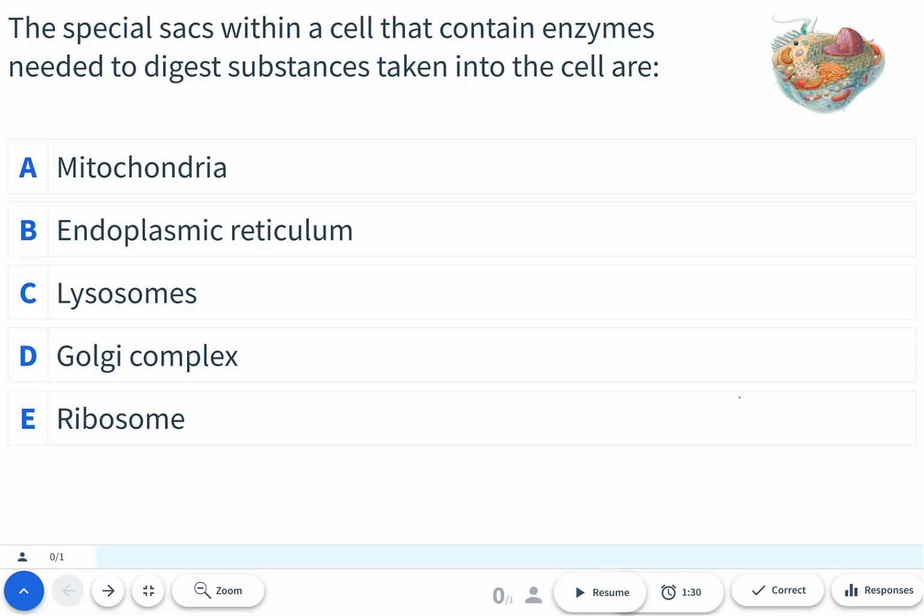It is the lysosomes, which are the membranous vesicles that digest molecules and microbes, recycle the cell's own organelles, or sometimes digest the entire cell as in autolysis after death, or release the enzymes to the extracellular compartment. So the correct answer here is lysosomes.